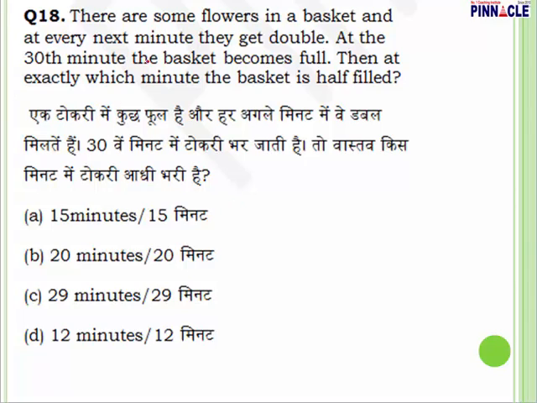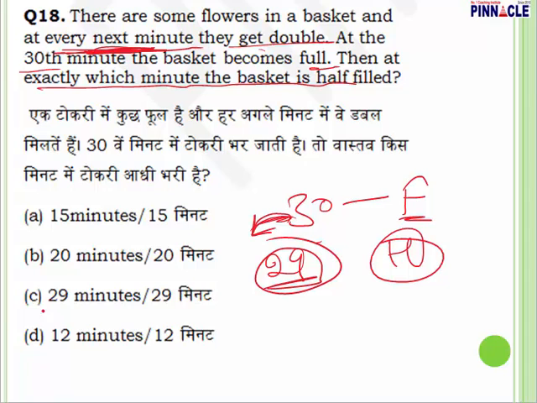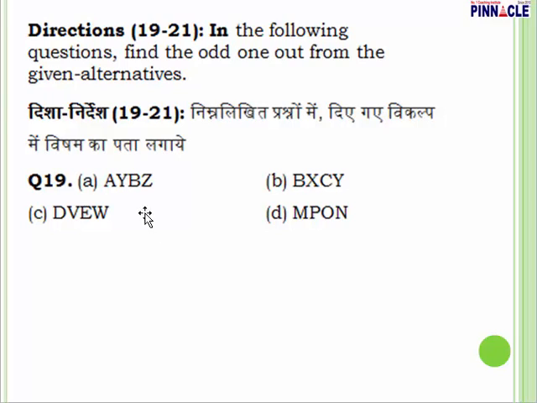Question number 18. There are some flowers in a basket and every next minute they get double. At the 30th minute the basket becomes full, then at exactly which minute is the basket half? It is given that every next minute they double, so on the 29th minute the basket is half. Question number 19.